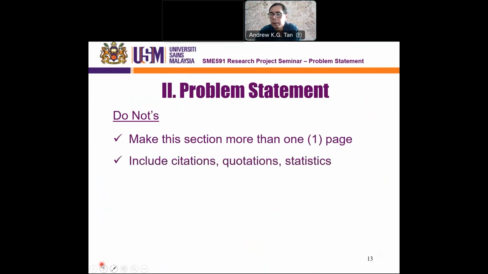Do not include citations, quotations, statistics in the problem statement because, as I mentioned earlier, citations, quotations, and statistics have a place of their own, which is in the introduction, not in the problem statement section. Otherwise, you are creating white noise, because people are expecting to read the problem statement, but then you are providing them with citations, quotations, statistics. It is white noise. You are making your problem statement messy.